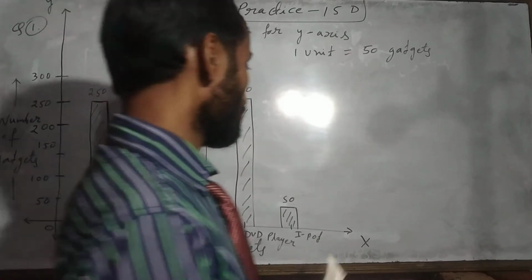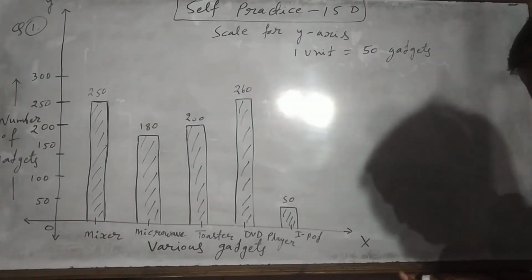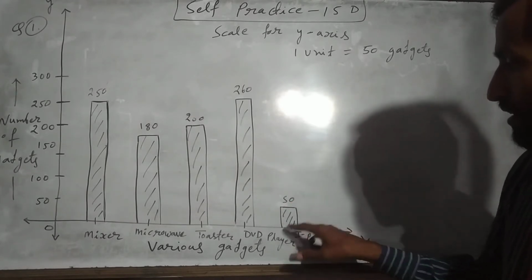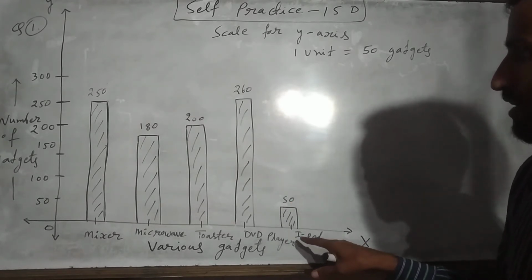The last one is 50. iPod is 50, so we have to draw up to 50. Then make the design, and then write iPod on it. You have to write on your iPod.